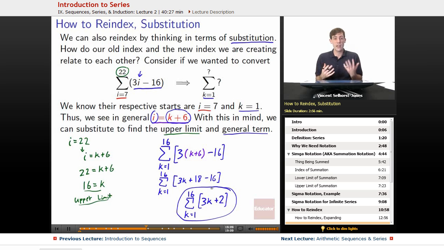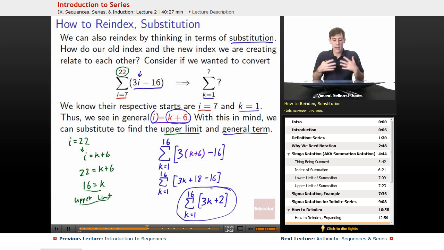Substitution is probably a little bit faster and easier, but it's a little bit more complicated to see what's going on to really understand. The important thing is to figure out how your i, or whatever your initial symbol, and the new symbol that you're changing to, are related to each other. And you probably start with the lower limit, and then what will your upper limit have to be to have that same relationship between old index and new index?